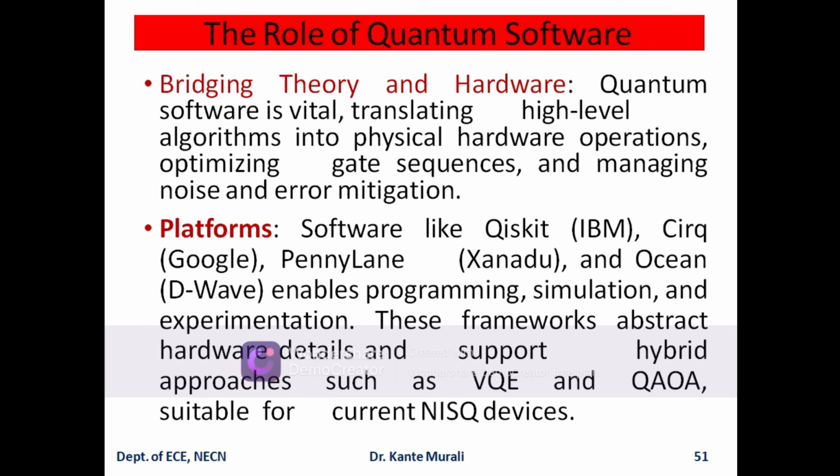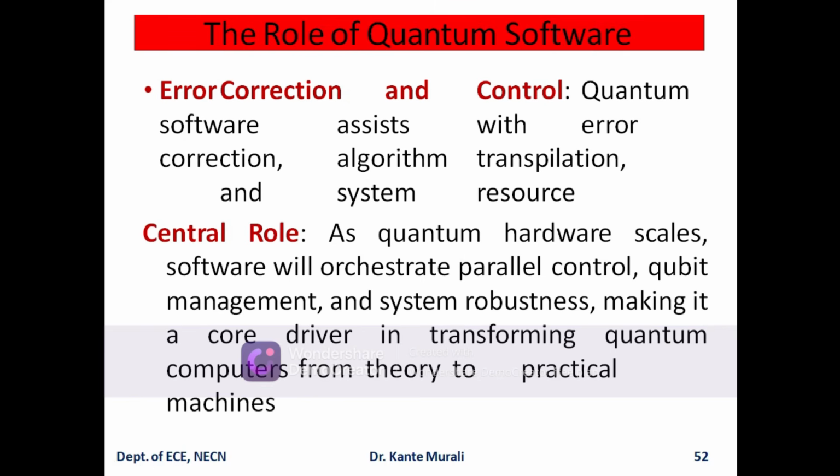As quantum computers grow larger, software will become the brain that keeps everything synchronized. It will manage error correction, translate complex algorithms into optimized circuits, allocate resources like qubits and memory, and coordinate parallel control across the system. So in the near future, software will not just assist the hardware, it will orchestrate it. Just like how an operating system manages all the components in a classical computer, quantum software will ensure coherence, timing, and accuracy in real time. So it is the key to taking quantum computers from lab experiments to practical machines.